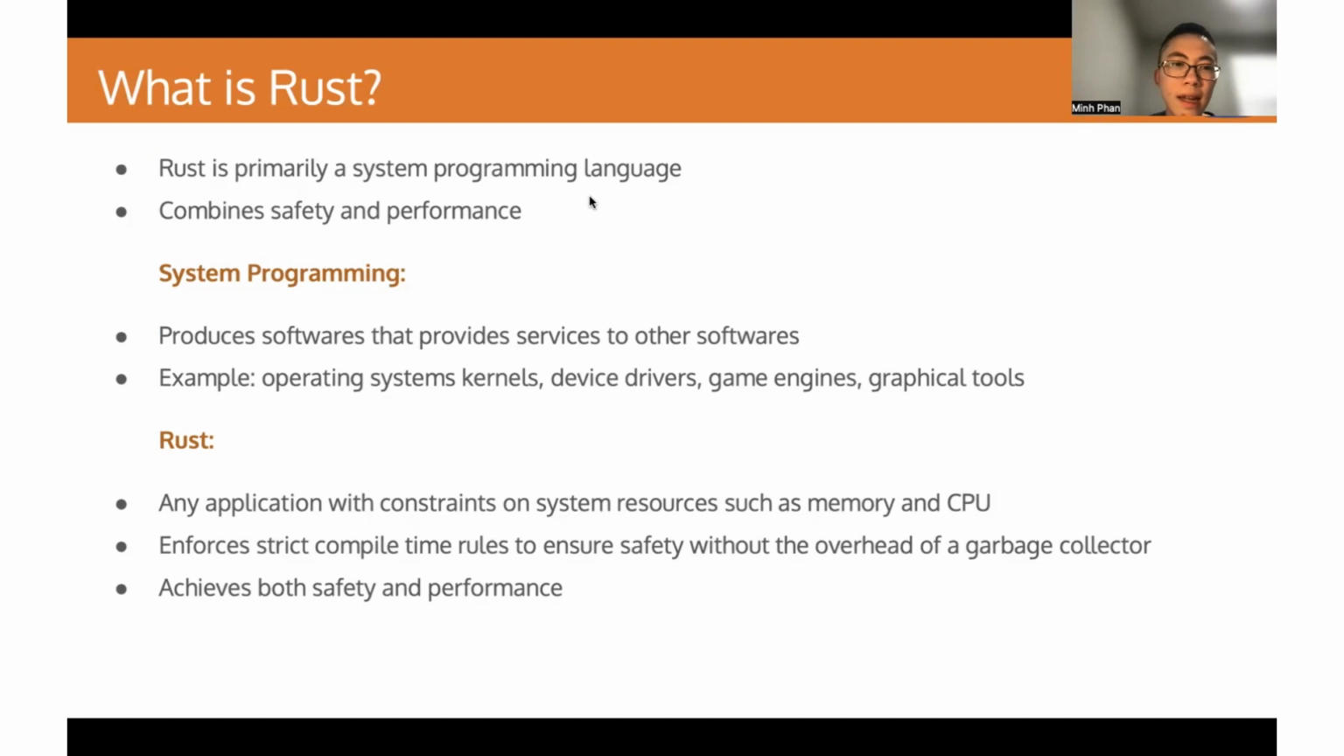So what about Rust? Rust can be used for any application with constraints on system resources such as memory and CPU. It enforces very strict compile time rules to ensure safety without the overhead of a garbage collector. What is safety? Safety basically means that we don't run into any memory errors identified by Rust, such as buffer overflow or null pointer dereferencing. So through these strict compile time rules, Rust manages to achieve both safety, so we don't run into memory errors, and performance, since we don't need a garbage collector.